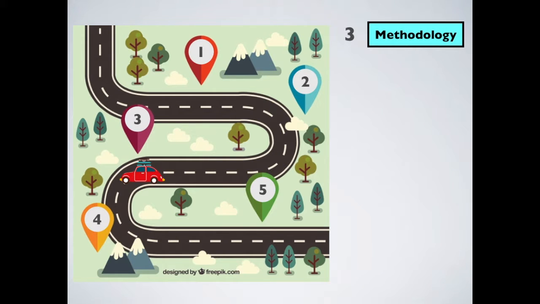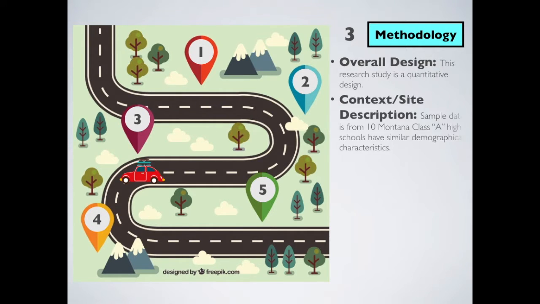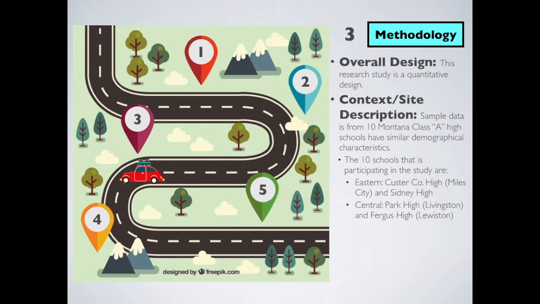Our third stop is the methodology. The overall design for this study is quantitative. Now here is the study's context description. The sample data is from 10 Montana Class A high schools that have similar demographical characteristics. The 10 schools participating in the study are from the east, Custer County High, Miles City, and Sydney High. From the central, Park High, Livingston, and Fergus High, Lewistown. And then from the west, we have Frenchtown High and Whitefish High.